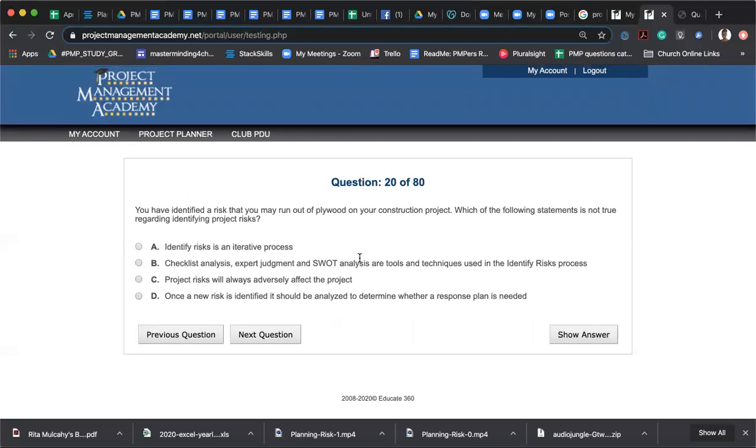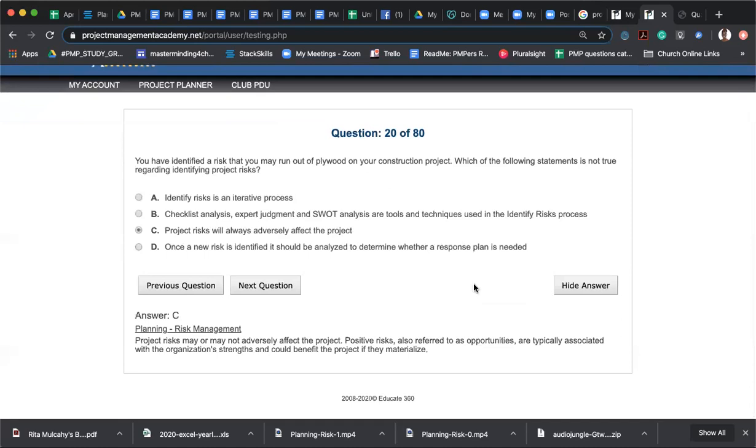You have identified a risk that you may run out of plywood on your construction project. Which of the following statements is not true regarding identifying project risk? A, identify risk is an iterative process. B, checklist analysis, expert judgment, and SWOT analysis are tools and techniques used in the identify risk process. C, project risk will always adversely affect the project. D, once a new risk is identified, it should be analyzed to determine whether a response plan is needed. I think C. Right? Yep. I have to remember that checklist analysis and SWOT analysis are tools and techniques in identify risk.